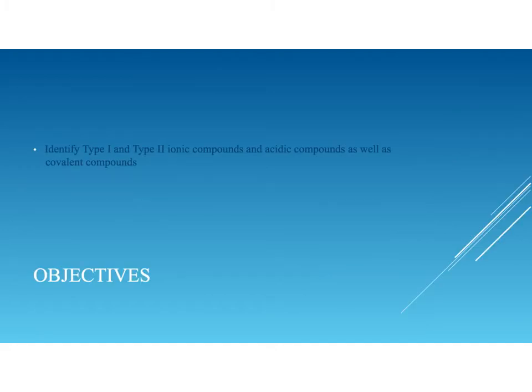There are a couple of things that we want to get through in this mini lesson. We want to identify the type 1 and type 2 types of ionic compounds and actually figure out what an ionic compound is also. We also want to figure out what an acidic compound looks like and what a covalent compound looks like.